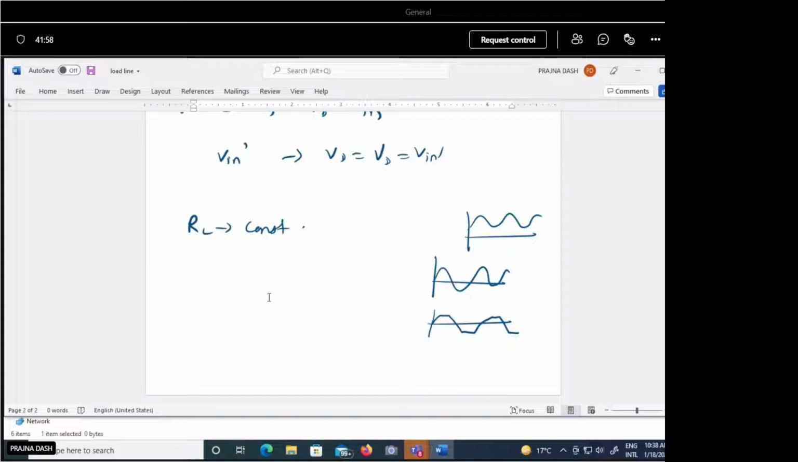And one more characteristic, it is not mentioned in your syllabus, but it is there in higher semesters, that is called the transfer characteristics. Transfer characteristics are actually the characteristics of your input voltage versus your output voltage. The curve which relates the input voltage and output voltage is described by the transfer characteristics.